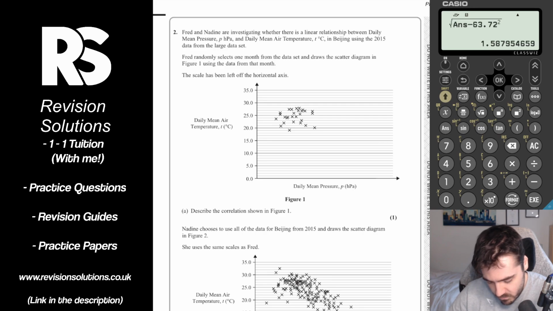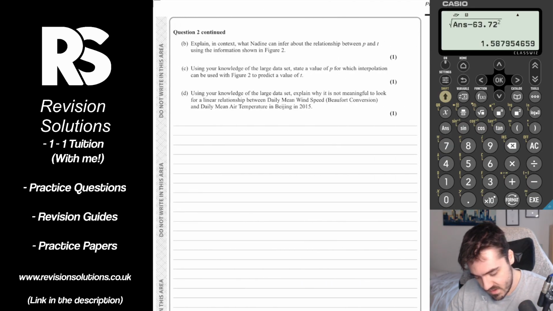For me, there's no real relationship. There's just one whole big cluster of data there, right? So that would be no correlation for part A.